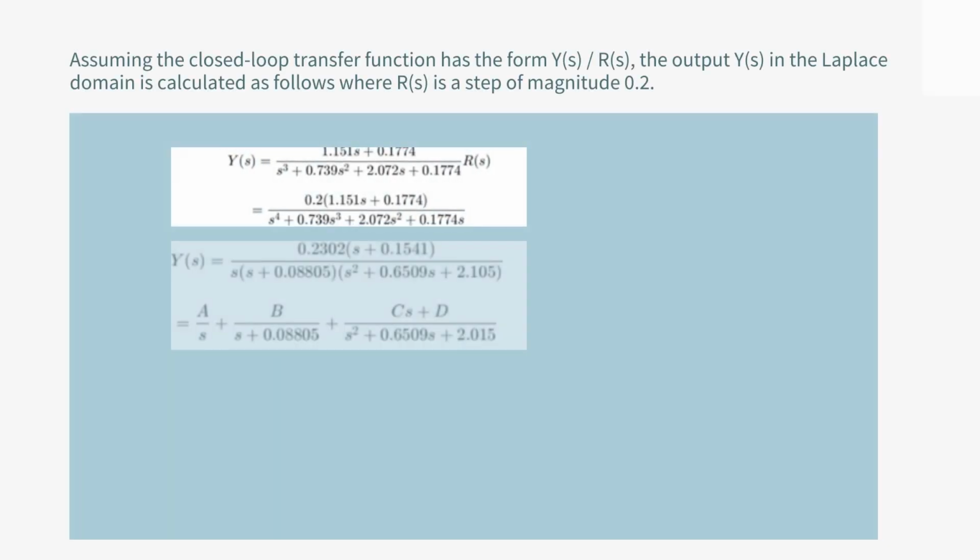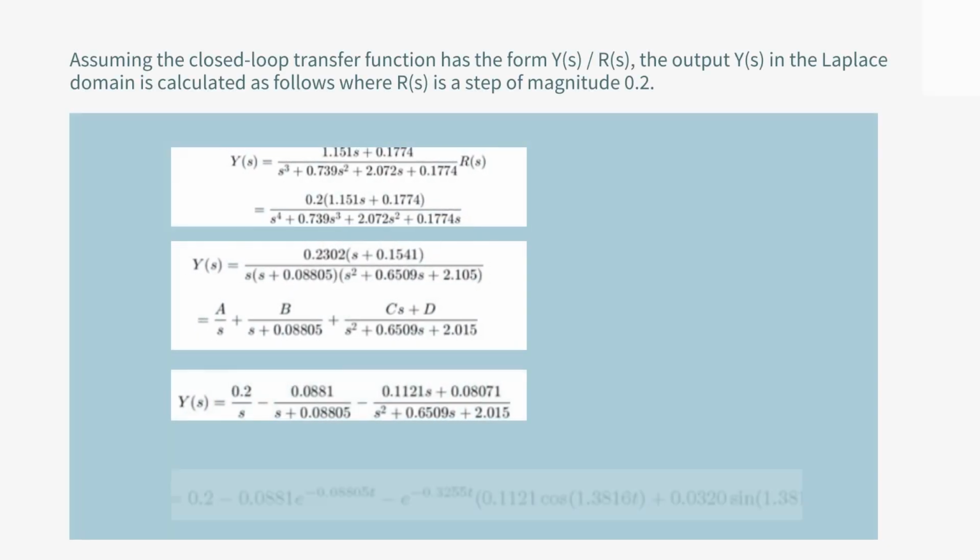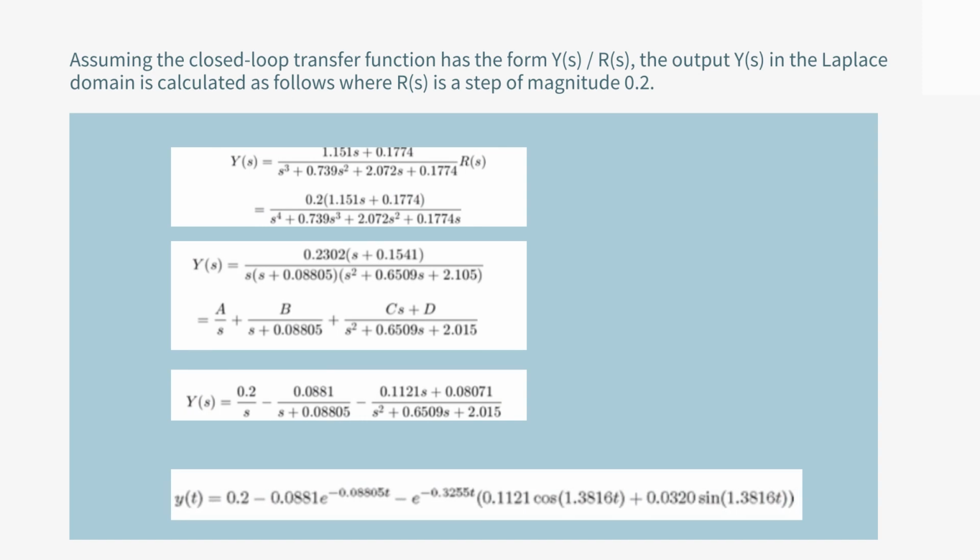So let's assume the closed loop transfer function of the form Y(s) by R(s), where Y(s) is our output and R(s) is a step input. So we perform partial fractions and we get the corresponding final expression. So the final expression has the real part and the imaginary part, where its real part corresponds to the exponential decay of that mode, and its imaginary part corresponds to the frequency of oscillation of that mode.